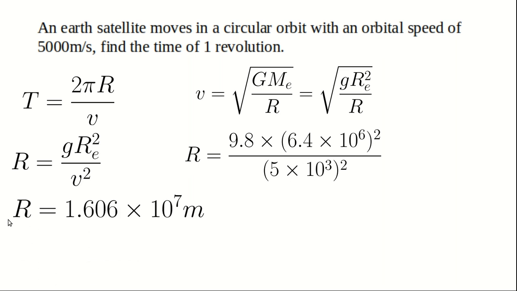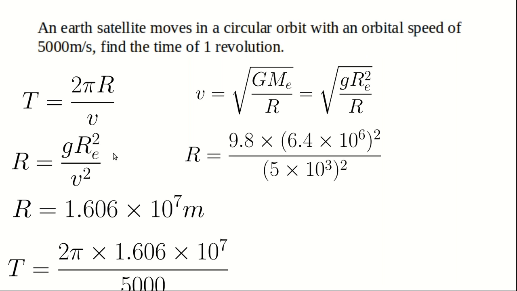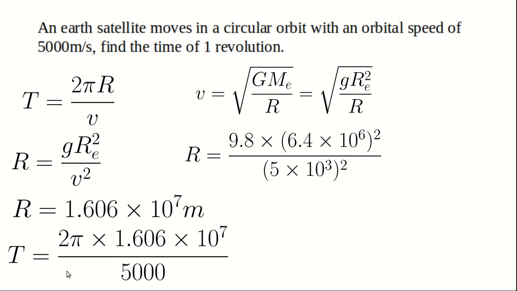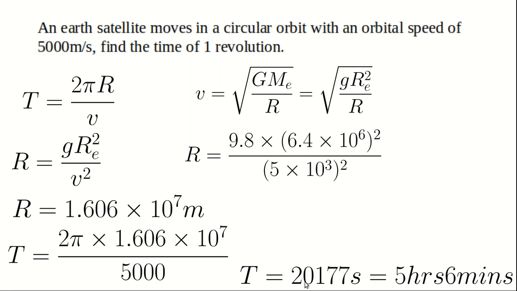Then r equal to what? 1.6 times 10 raised to 7 meters. So we can now substitute into this part here and get our T. So our T is equal to 2 pi times this distance all over 5,000, then our T is equal to 20,177 seconds, which can be converted to what? 5 hours 6 minutes. And that's it.